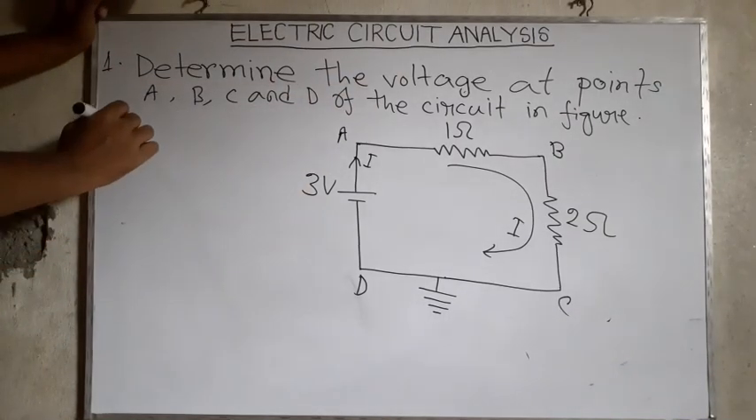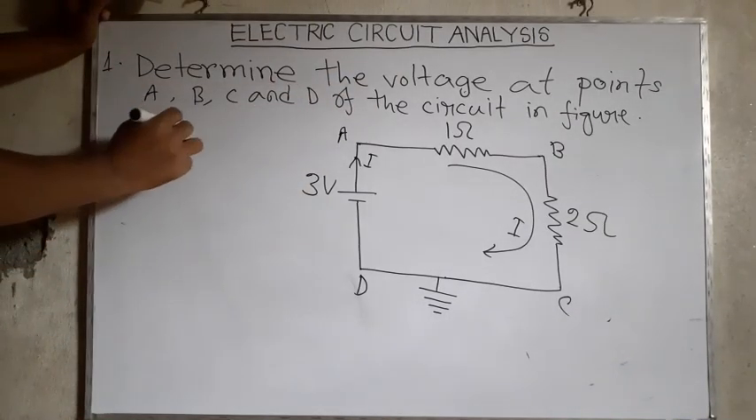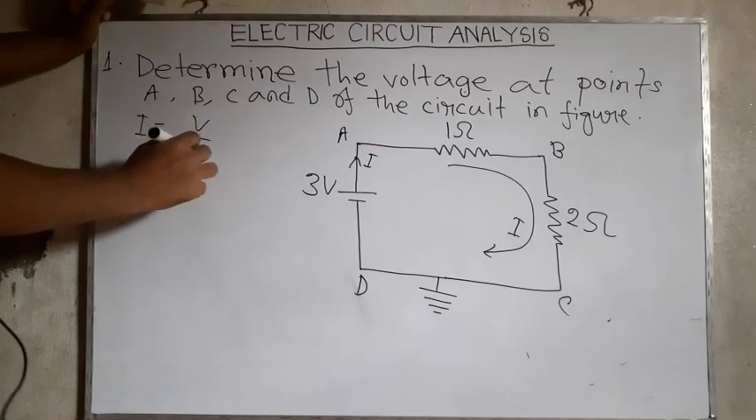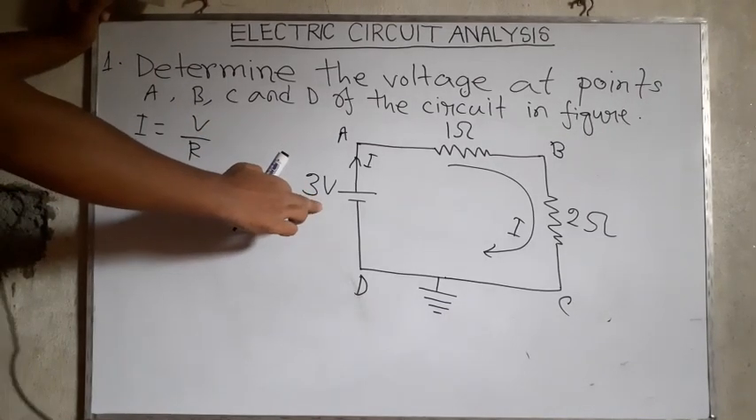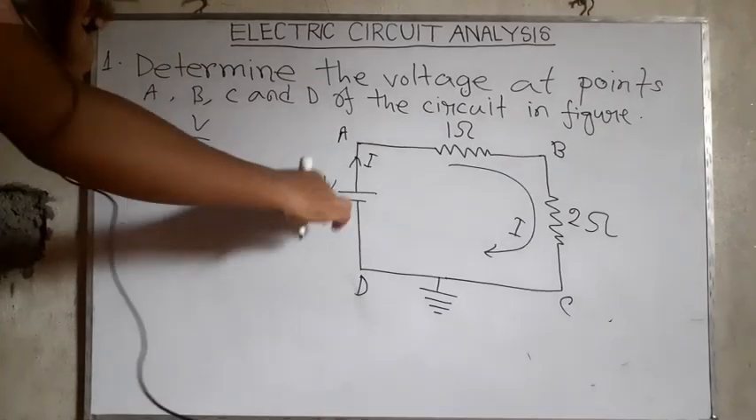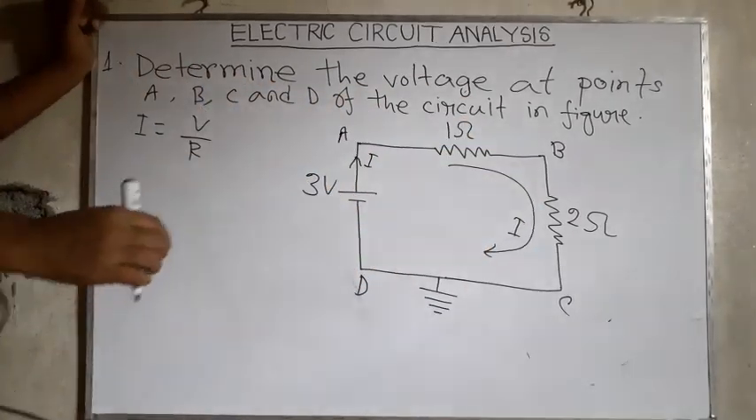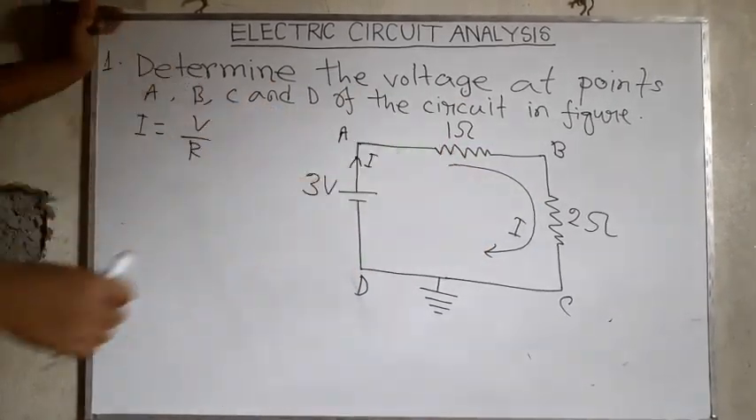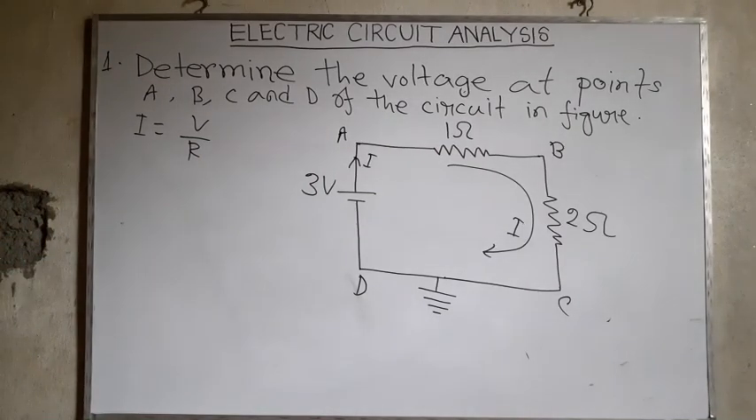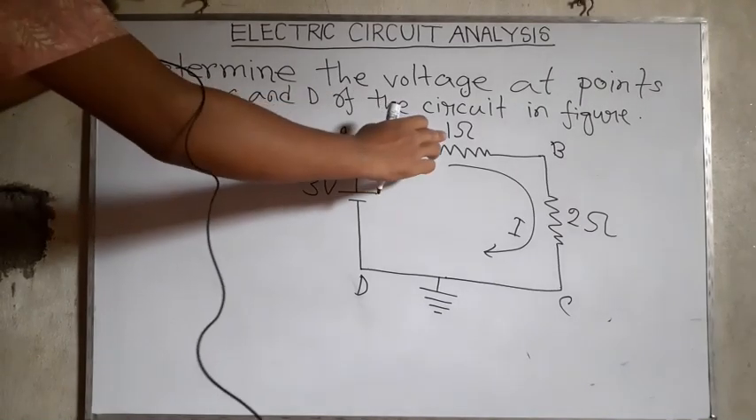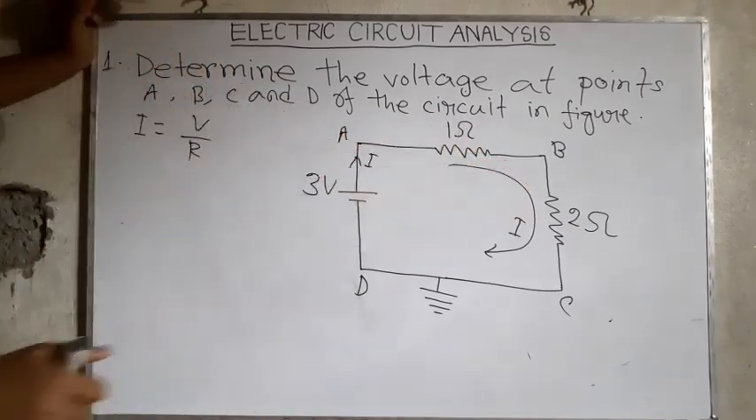We know the current flowing I is equal to V divided by R. Here the voltage is equal to 3 volt and R means the equivalent resistance of the circuit. This is a series circuit. Later we will discuss equivalent resistance in series combination and equivalent resistance in parallel combination. Here resistance 1 ohm and resistance 2 ohm.